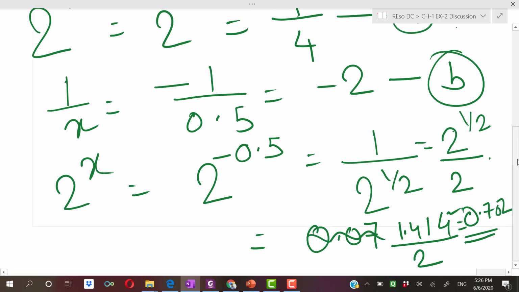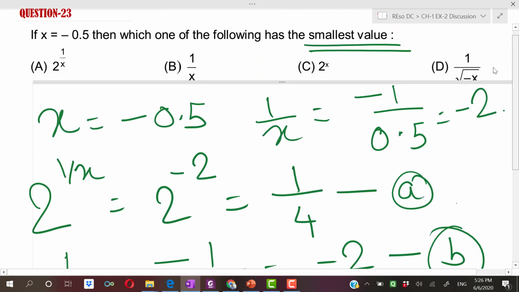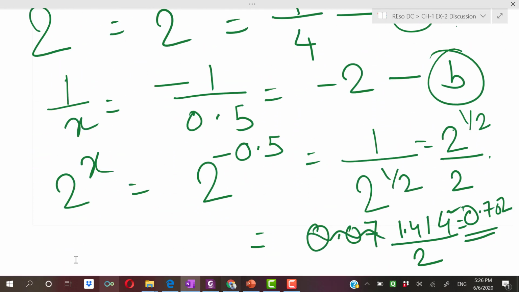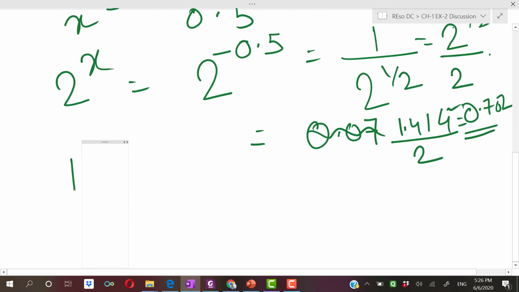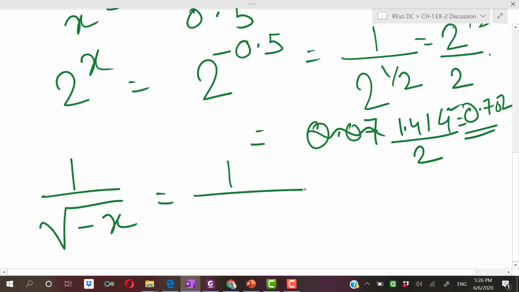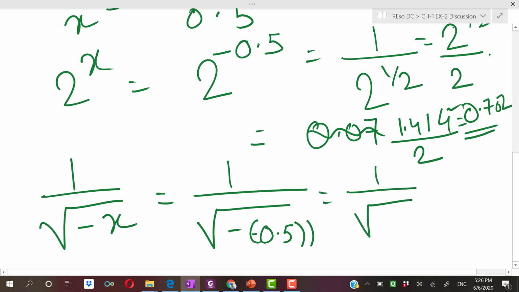Okay, now last option is 1 upon square root of minus x. Square root of minus x, that is 1 upon square root of minus 0.5, which will be equal to 1 upon square root of 0.5, okay, which is equal to 1 upon square root of 1 upon 2, which will be equal to square root of 2.